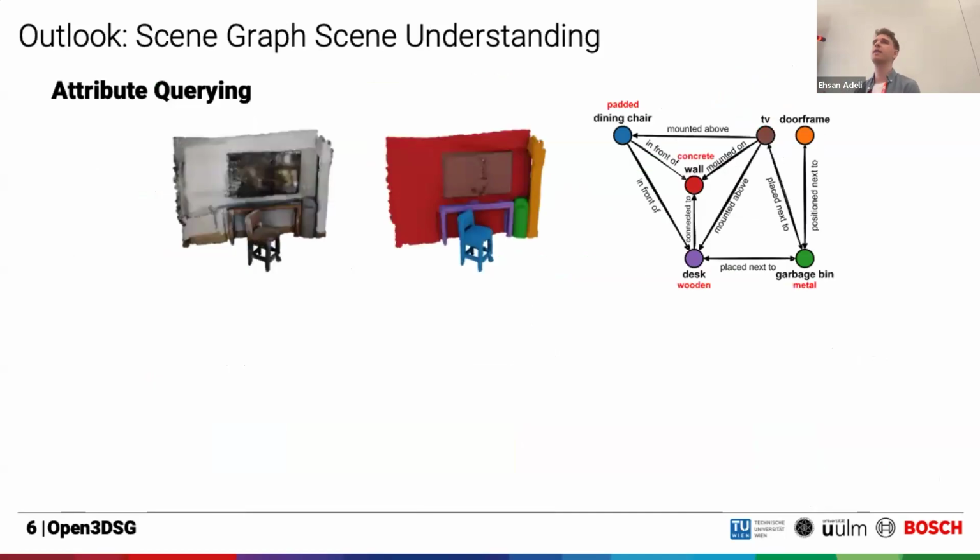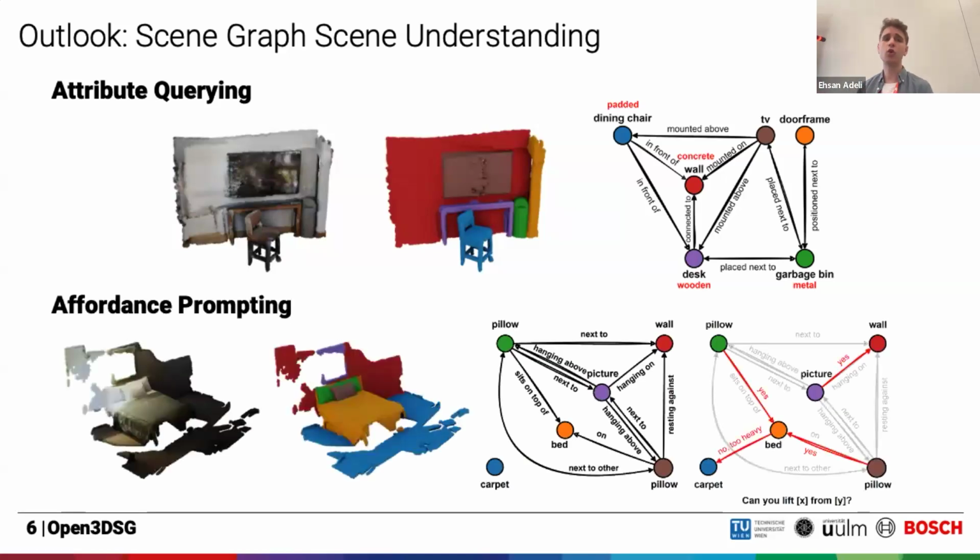But because everything in our model is open vocabulary and the predictions are zero-shot, you can also do zero-shot applications that we didn't even train for. So for example, here we can query for each node an attribute that describes the appearance, shape, or size of the nodes. Or we can even prompt affordances between objects, like for example, could you lift object X from object Y? Here, for example, the LLM could say that the pillow you can lift definitely from the bed, but you cannot lift the bed from the floor because it is too heavy, of course.